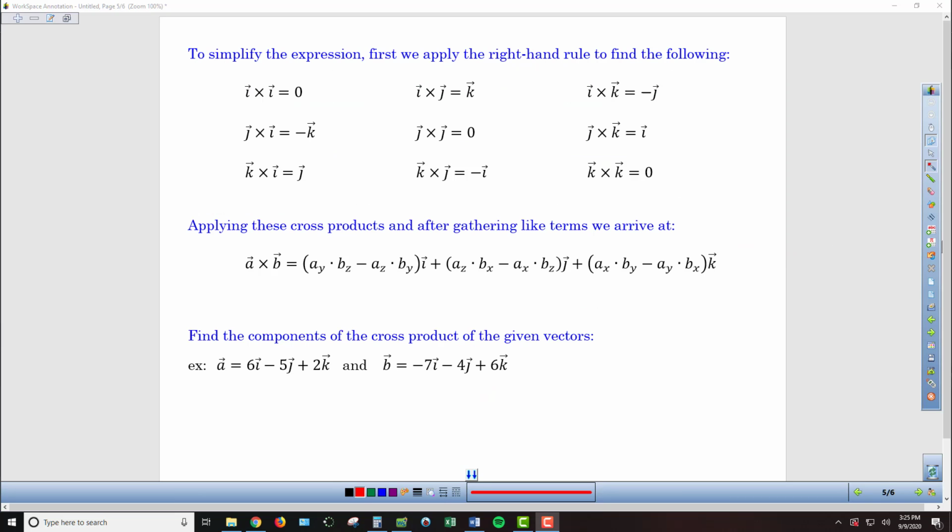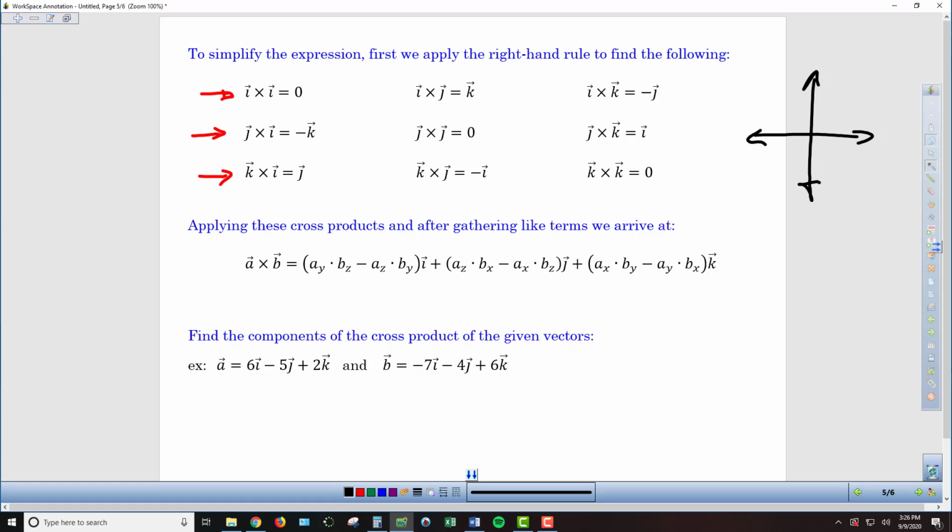And so here we see the results of all those cross products of the unit vectors. And so we can see that i cross i is 0, j cross i gives us negative k, k cross i gives us j, and so on and so on. Now where does all of this come from? Well, it's basically just the application of the right-hand rule.